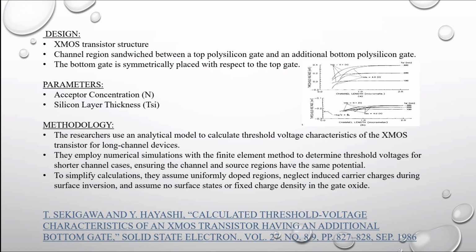To make the calculations manageable and feasible, the researchers make several simplifications. They assume that the regions in the transistor are uniformly doped, which simplifies the modeling process. Additionally, they neglect induced carrier charges during surface inversion, assuming a simplified scenario. Moreover, they assume that there are no surface states or fixed charge density in the gate oxide, further simplifying the analytical and numerical calculations. By combining the analytical and numerical methods, the researchers can comprehensively study the threshold voltage characteristics of the XMOS transistor. This research approach allows them to explore various design possibilities and understand the device behavior under different conditions, leading to potential advancements in semiconductor device technology.